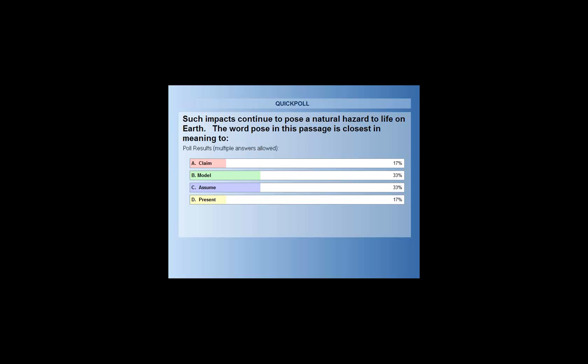Okay. So we had a lot of disagreement, as you can see from the results. Everybody checked every answer, and the correct answer is "present," which, as you heard me speak, I said "present" and not "present," which is another challenge of English. The impacts continue to present a hazard to life on Earth. Again, this is just for fun to show you what a sample TOEFL question looks like.